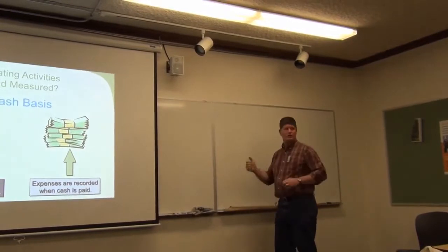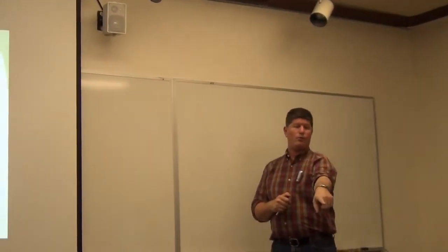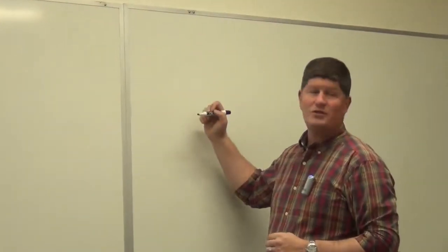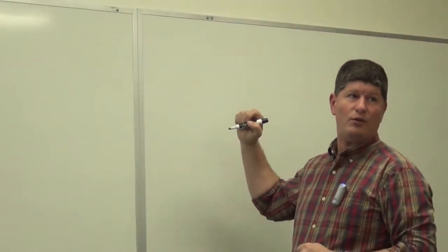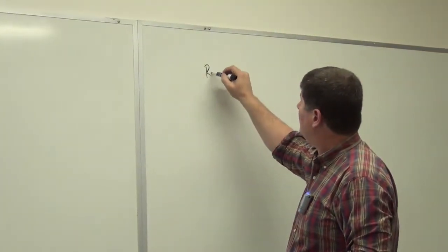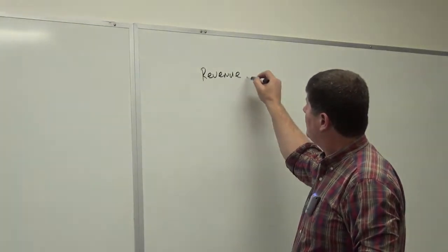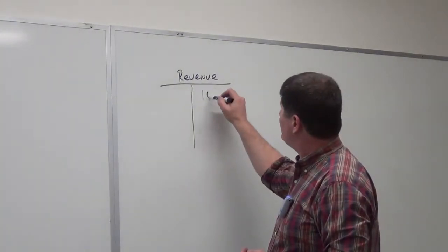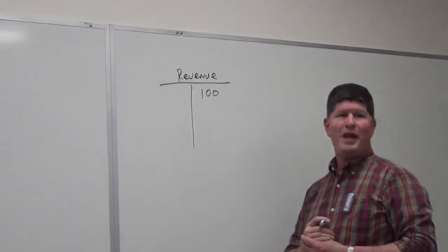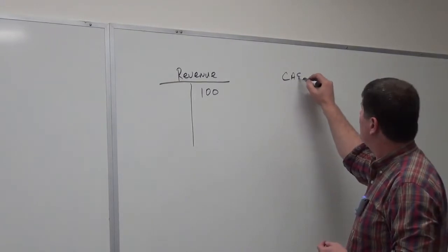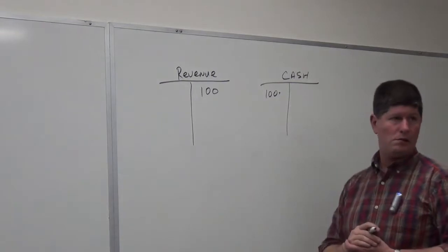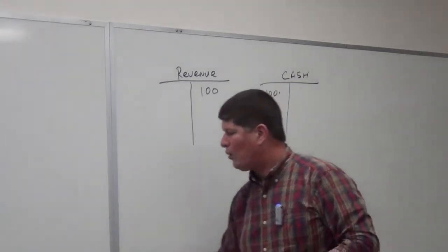So let's think through this concept. We run a bookstore. If I sell you the book, I'm going to sell you that book for, say, $100, right? So I get revenue. Is revenue a debit or a credit? Revenue increases on which side? Credit. I sell you the book for $100. If you pay me in cash, cash increases as a debit. Good?